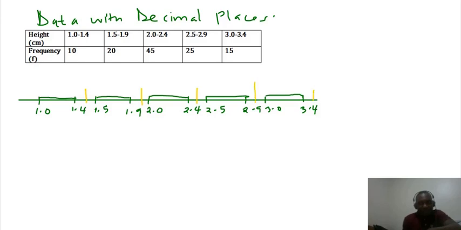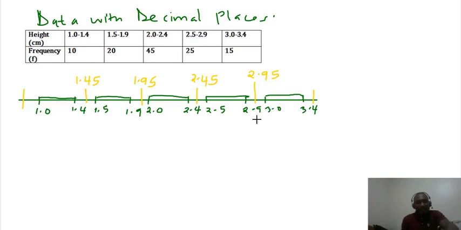So how did we get it last time? We just got the average of these two values. So this will be 1.45. This will be 1.95. This here is going to be 2.45. The average here, this will be 2.95.